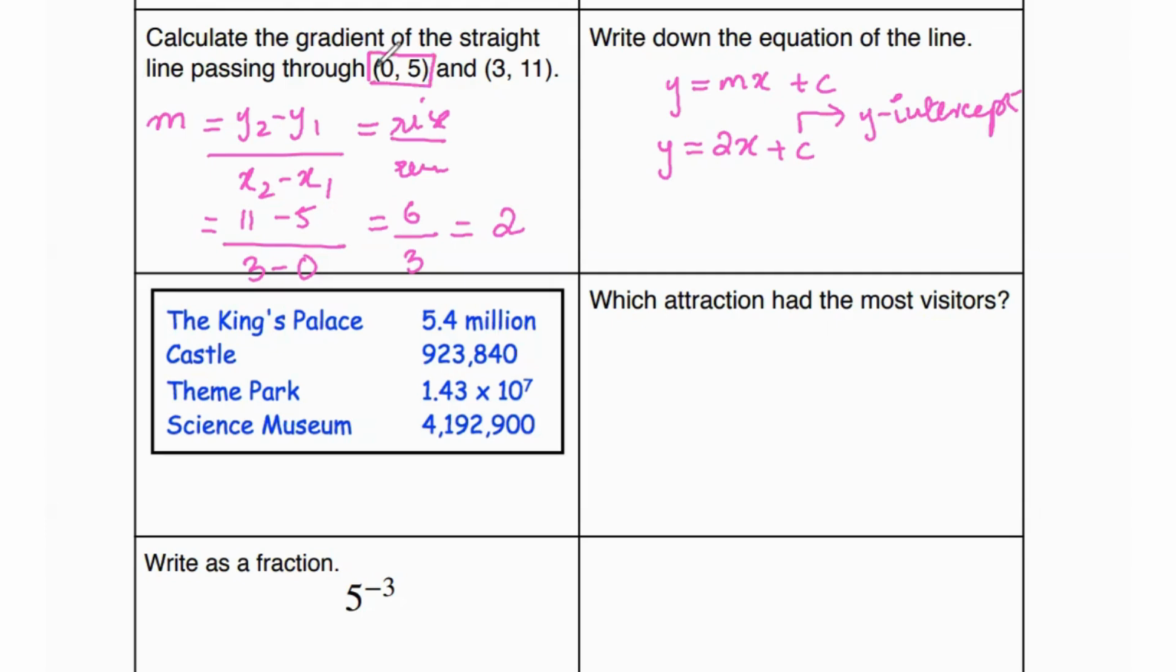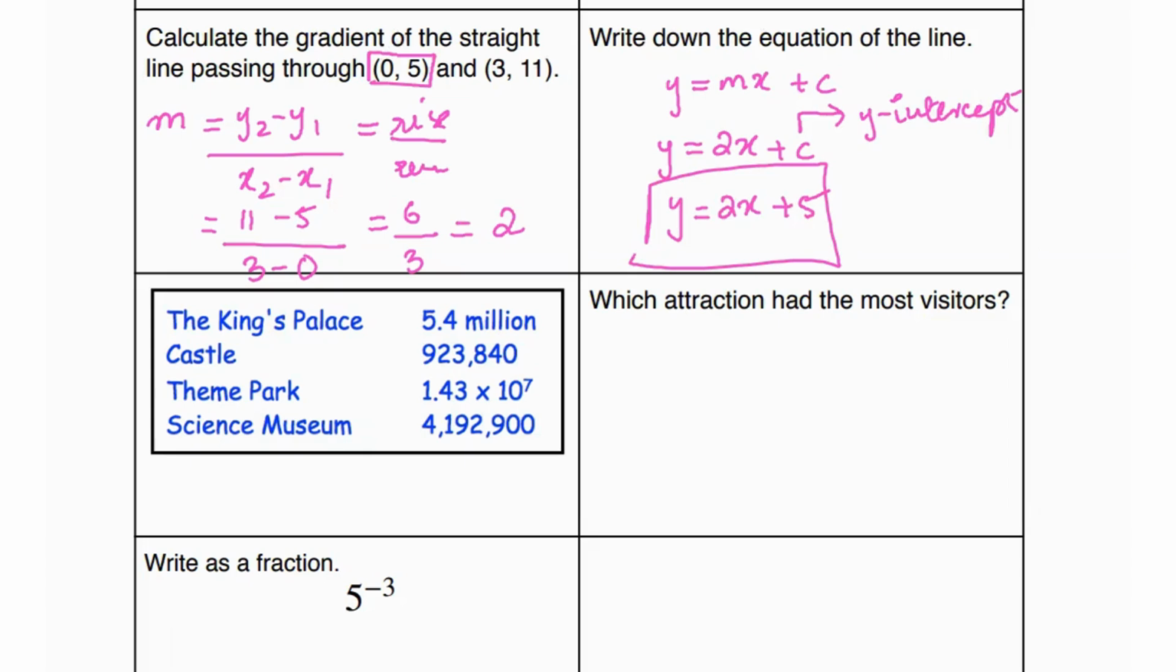Now why is (0, 5) the y-intercept? The reason why it's the y-intercept is because the y-intercept always has the x value as 0. Since the x is 0 over here, our c value is going to be 5. So this is our final equation of the line.